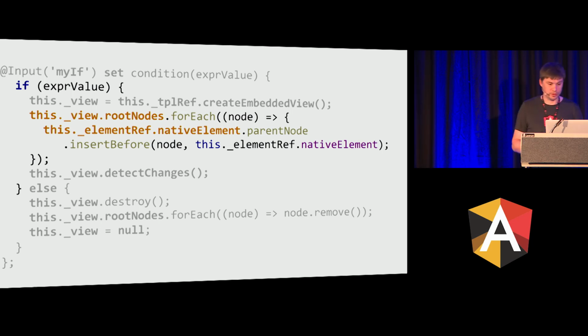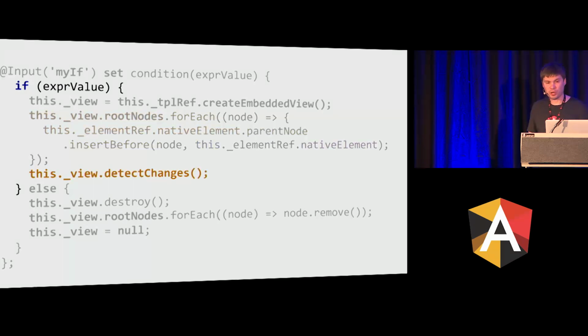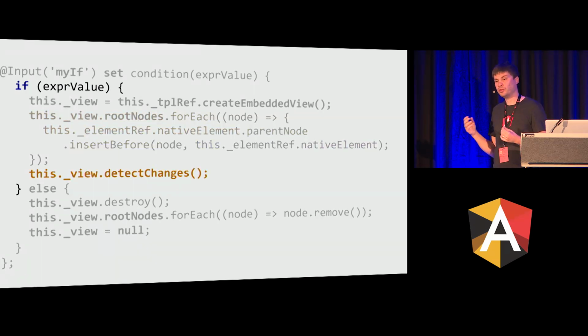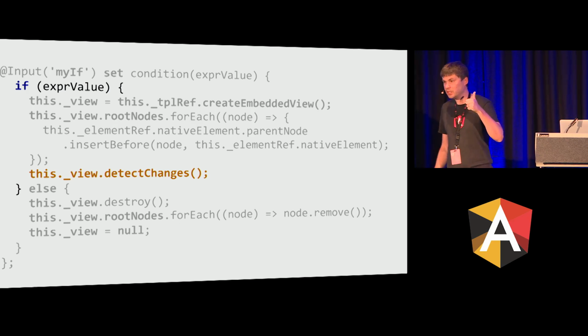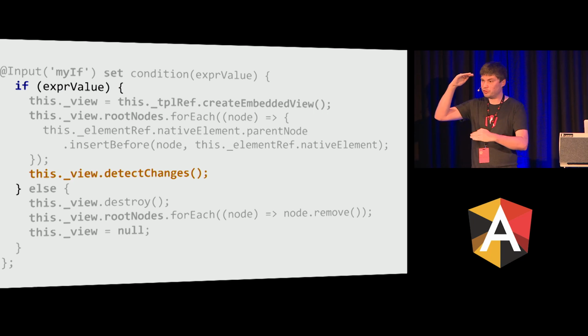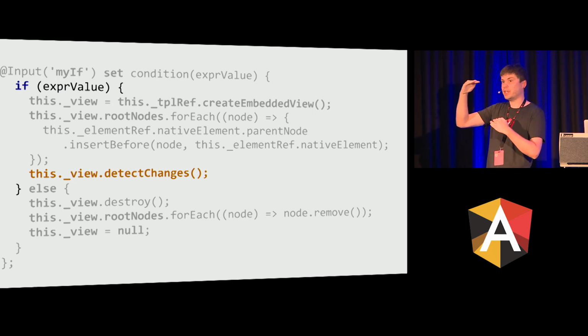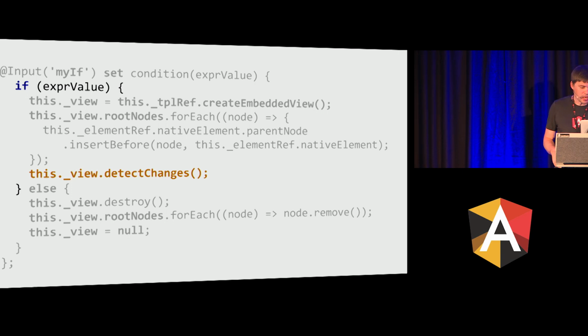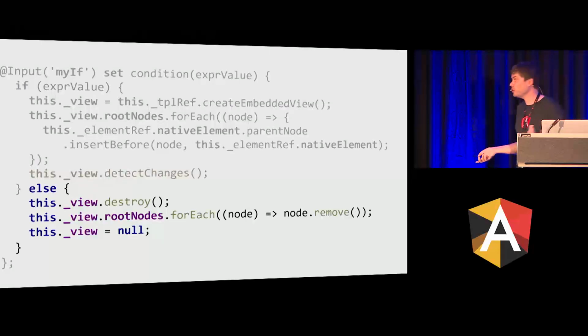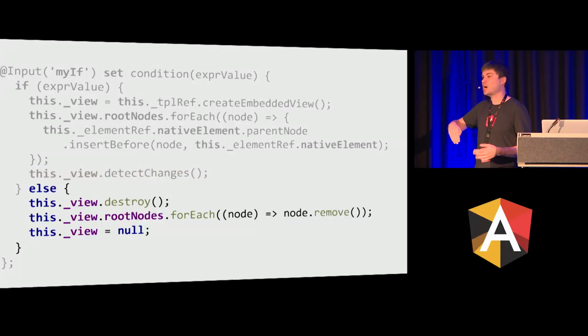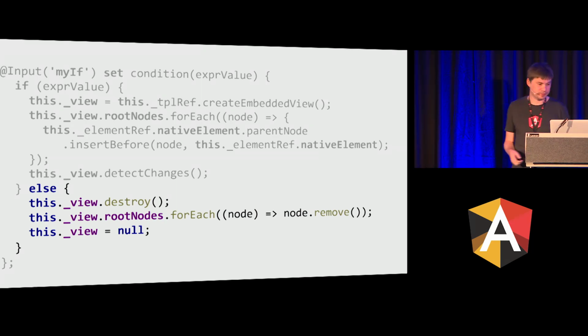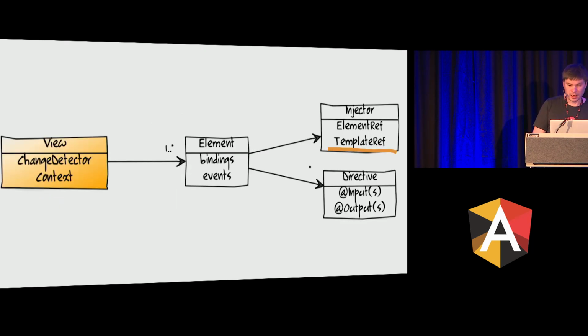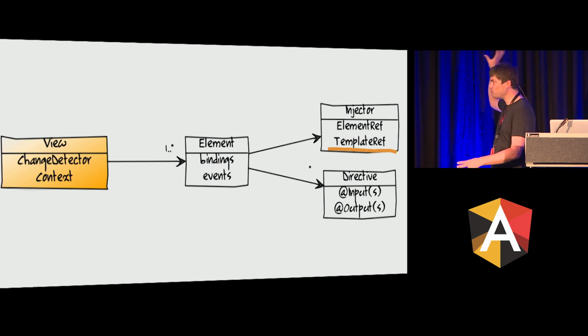The last thing I need to do is to call detect changes on the newly created view, right? So once again, the view is the thing that has the set of nodes that cannot change, and it's also kind of context for the change detection. And obviously, ngIf also is destroying views, so destroying things is kind of opposite. I'm destroying the view, I'm removing the nodes, I'm done. Cool. So our mental model is building up.